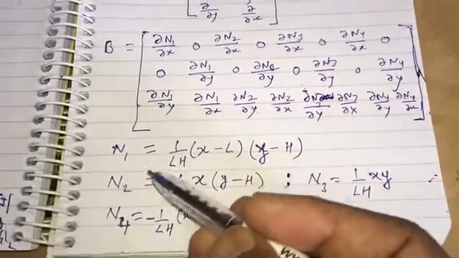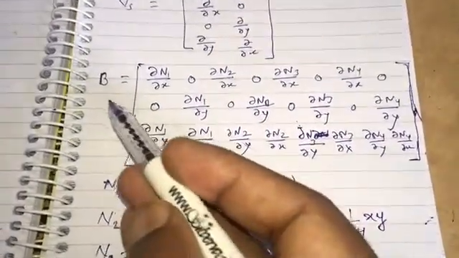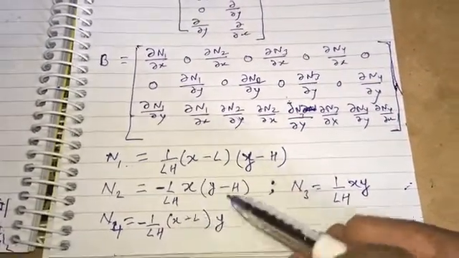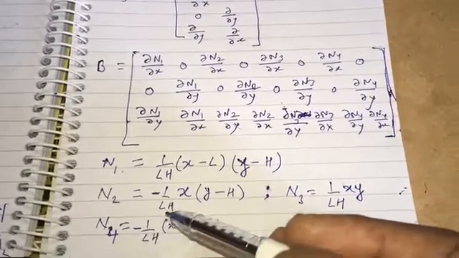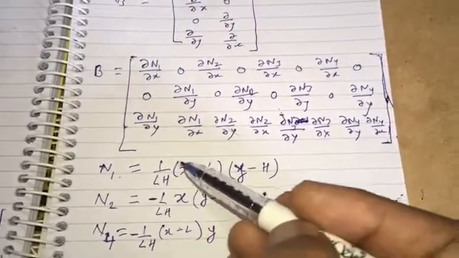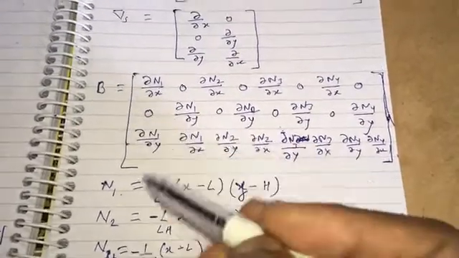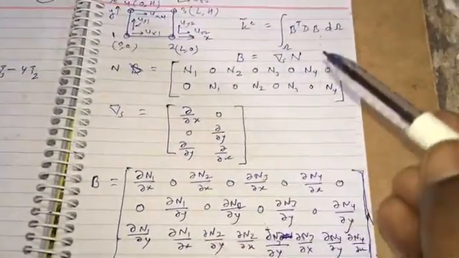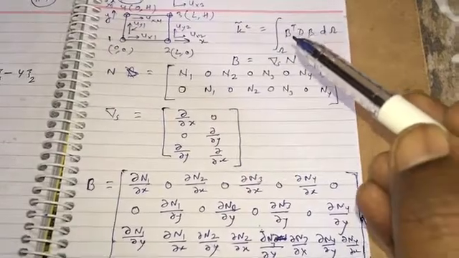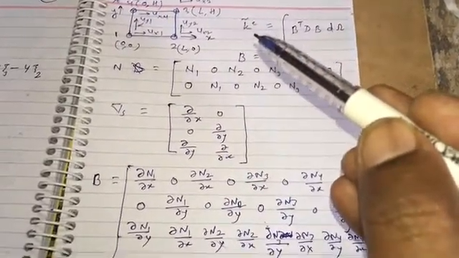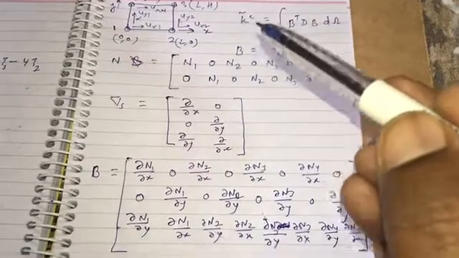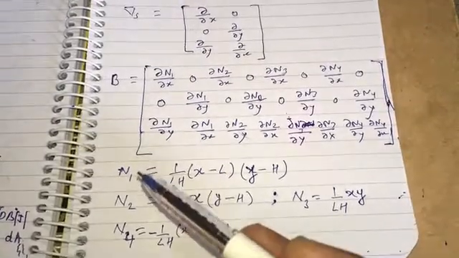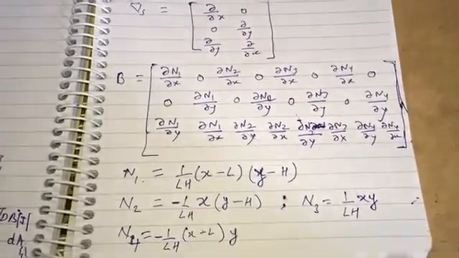Once we have n1, n2, n3 and n4, finding the B matrix is very easy. We just have to differentiate with respect to x and y, and since n1, n2, n3, n4 are explicit functions of x and y, we can very easily find out these partial derivatives, and we put in this B matrix. Once we get this B matrix, we can find out the corresponding stiffness matrix for the element. So it's very easy. Okay, so let's now just differentiate this one, and then see how it looks.